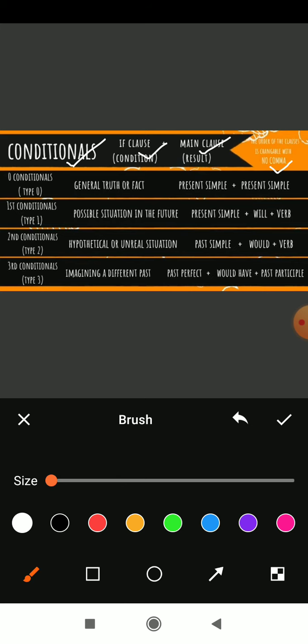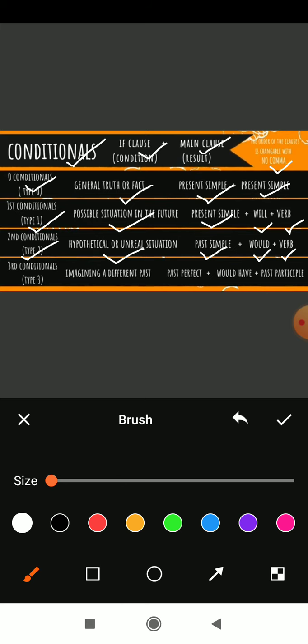There is no restriction. So what is the zero conditional? Type 0 is a general truth or fact. It is written in the present simple plus present simple. And what is the first conditional? It is a possible situation in the future. It is written in the simple present plus will plus verb. What do you mean by second conditional? It is a hypothetical or unreal situation which is never going to happen in the future. It is written in the past simple plus would plus verb.